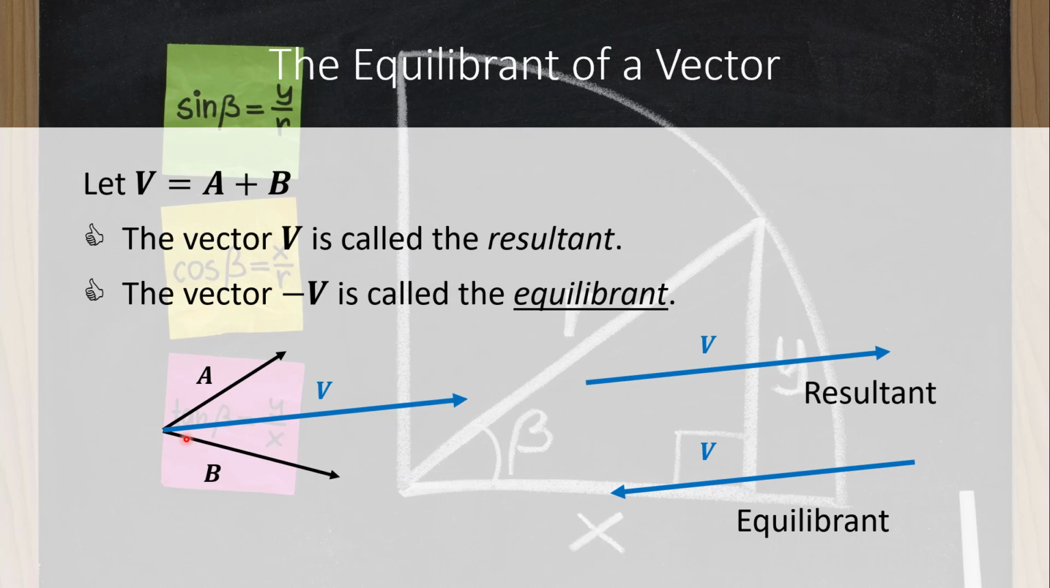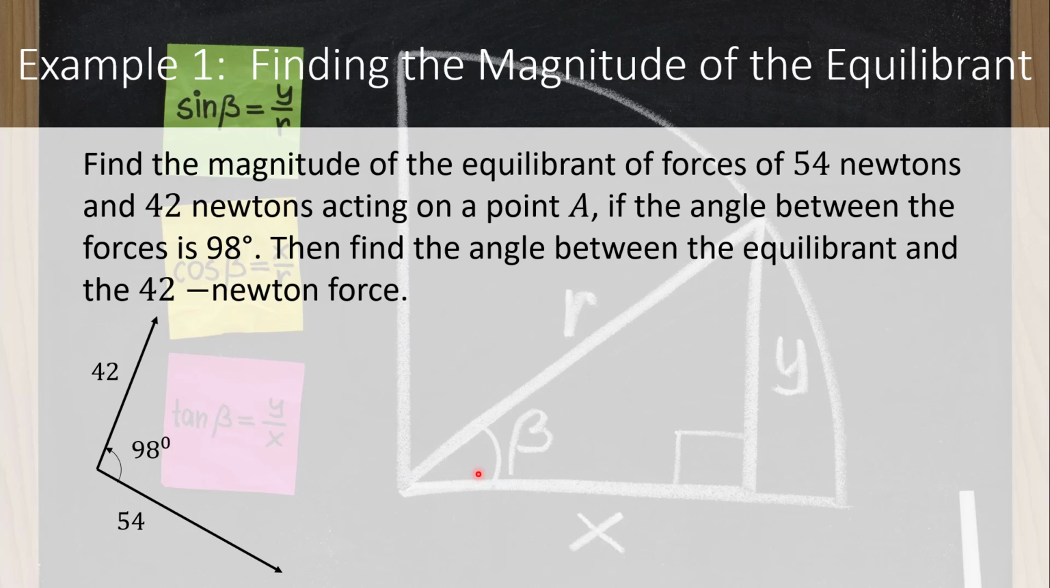Okay, and then the last thing we want to mention in terms of nomenclature is this thing called the equilibriant. Well, if the vector v is the resultant, then the vector minus v is the equilibriant. If I said that correctly, equilibriant. So how do you find the resultant? Well, you take a and b and you get this vector v. And then how do you find the equilibriant? Well, it's going to be the vector with the exact same magnitude, but opposite direction. And that brings us to our first example.